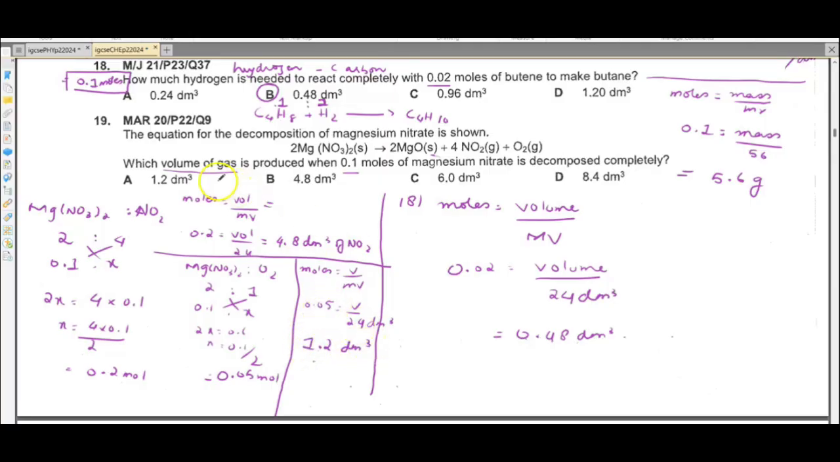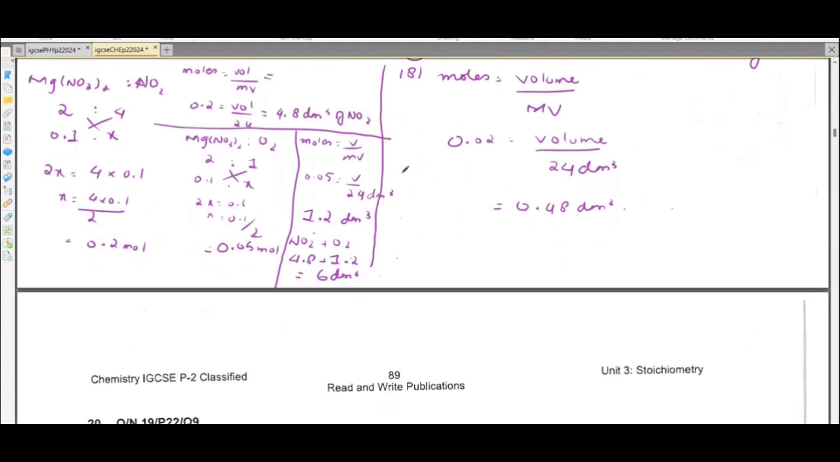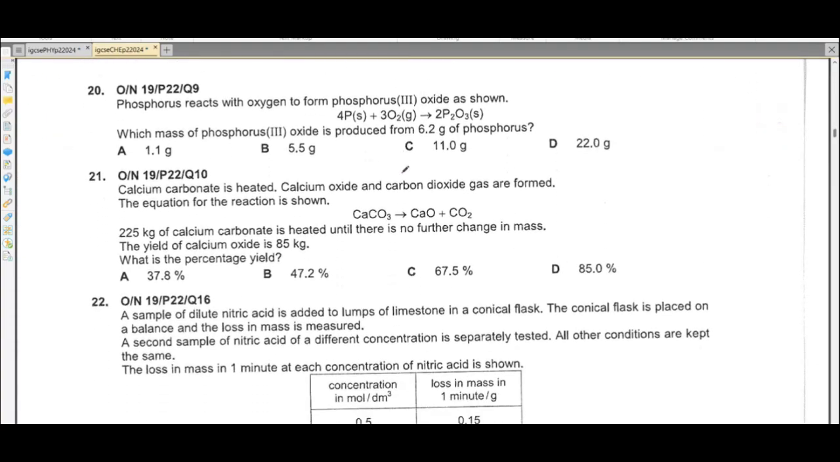And since it hasn't specified volume of which gas, we are going to combine both the volumes to give an answer to which volume of gas was produced when 0.1 moles of magnesium nitrate decomposed completely. So NO2 volume plus O2 volume. NO2 volume was 4.8 decimeter cubes, and for this we have 1.2 decimeter cubes. So this is going to give us a value of 6 decimeter cubes. So 6 decimeter cubes worth of gas was produced after magnesium nitrate was decomposed completely. Okay? Okay, question number 20.